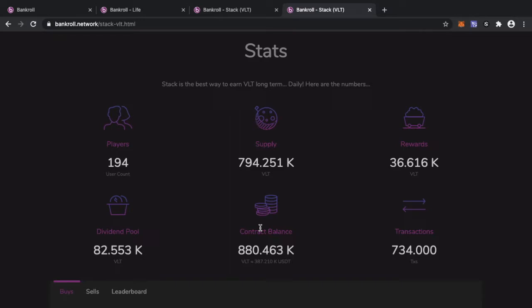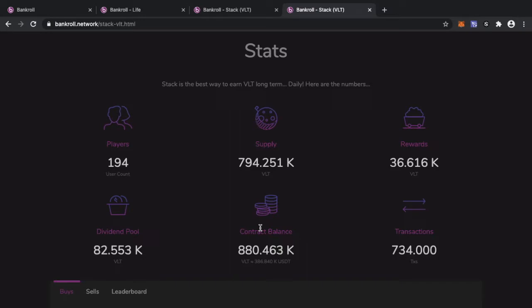If you just have a quick look at the stats, these stats are very good for a project that is still very new, in its infancy on the Ethereum blockchain. As I said in some previous videos, Bankroll has been around on the Tron network for quite a while, coming up on almost 18 months now, and it's been going very well.